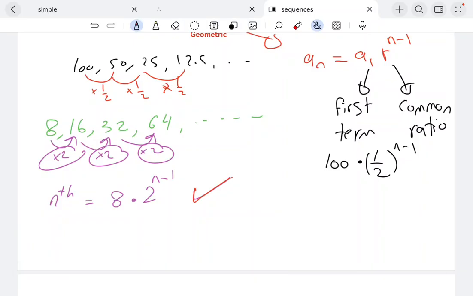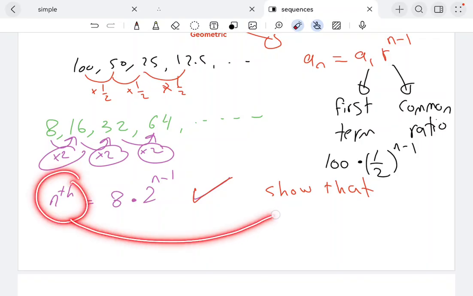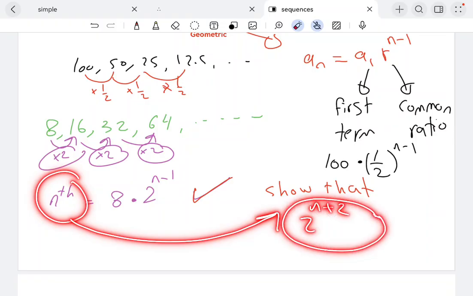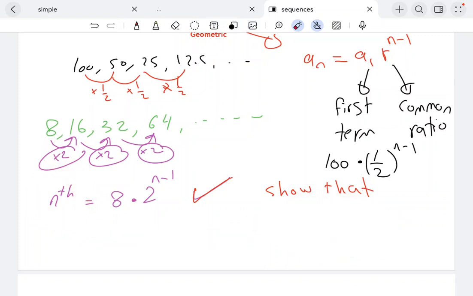It's going to say prove or show that. Actually, they don't say prove. They say show that. Show what? He would tell me, show that the nth term here is going to be 2 power n plus 2. Oh, how 2 power n plus 2? And it's 8 times 2 power n minus 1.